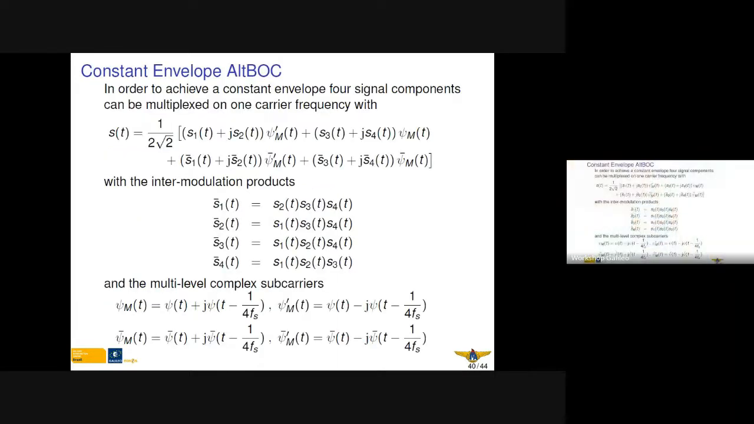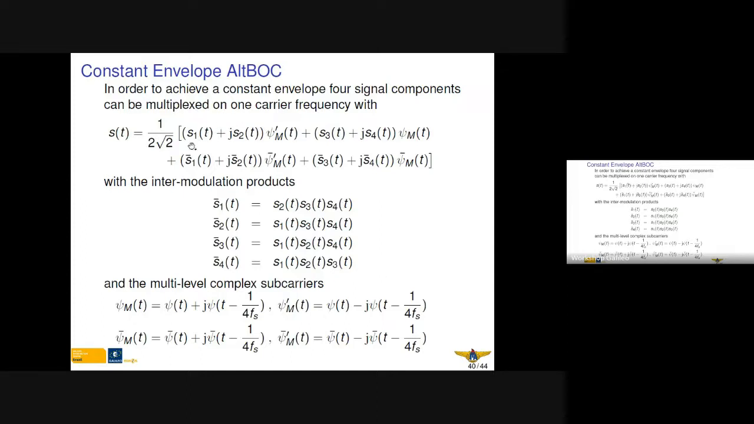So now the task is to interplex or multiplex 4 signals, and we also want to create minimum intermodulation products. First of all, we could look into what a constant envelope output is, and I just want to explain how this is realized.